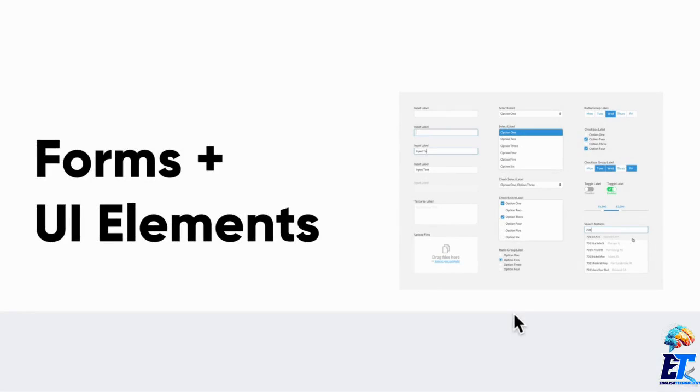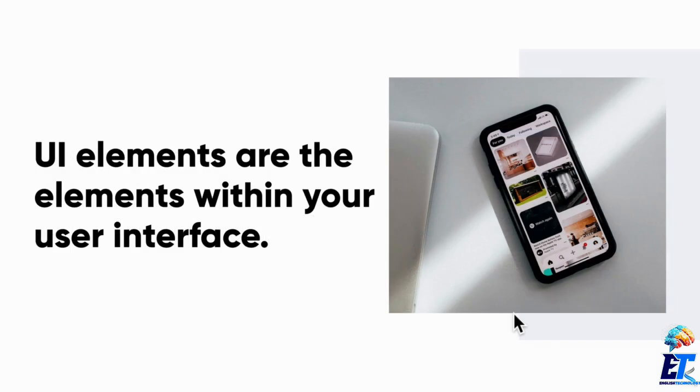Now you may be thinking to yourself, what are UI elements? And that's a very good question. UI elements are basically just elements within your user interface. Take a look over here at this picture. We have cards, we have some icons, we have a navigation, we have a badge on an icon right there. We also have a little picker over here. And these are all considered UI elements.